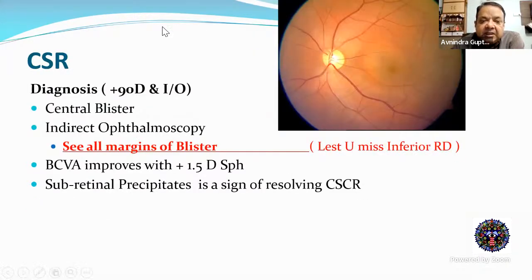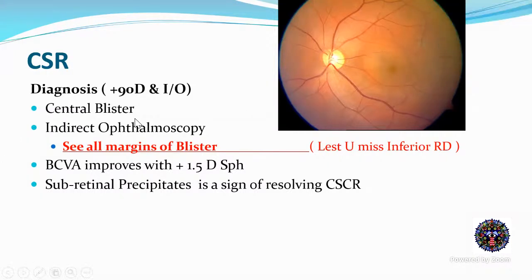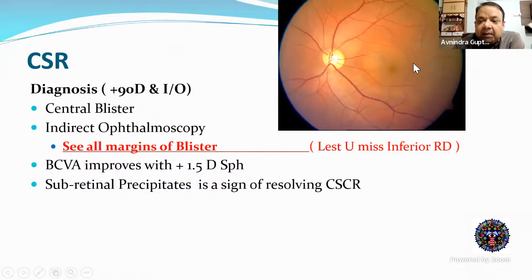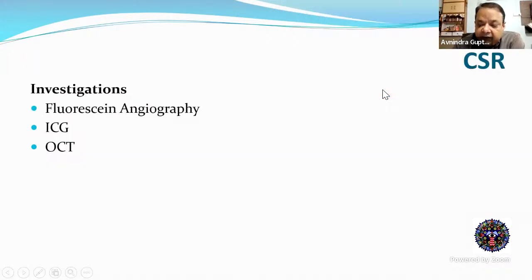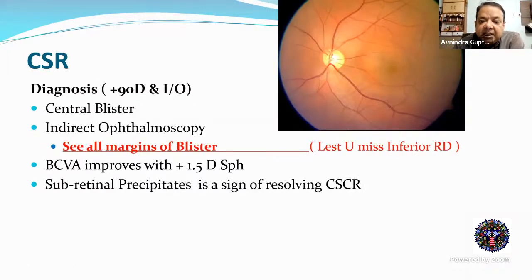The diagnosis is usually established on 90D or indirect ophthalmoscopy. On examination, you will see a central blister-like thing in the foveal and macular region. Indirect ophthalmoscopy is done to identify all the margins of the blister, because if you miss the inferior margins, many times it can confuse. Many times, inferior retinal detachment can mimic a serous detachment on the macula. So indirect ophthalmoscopy is a must.